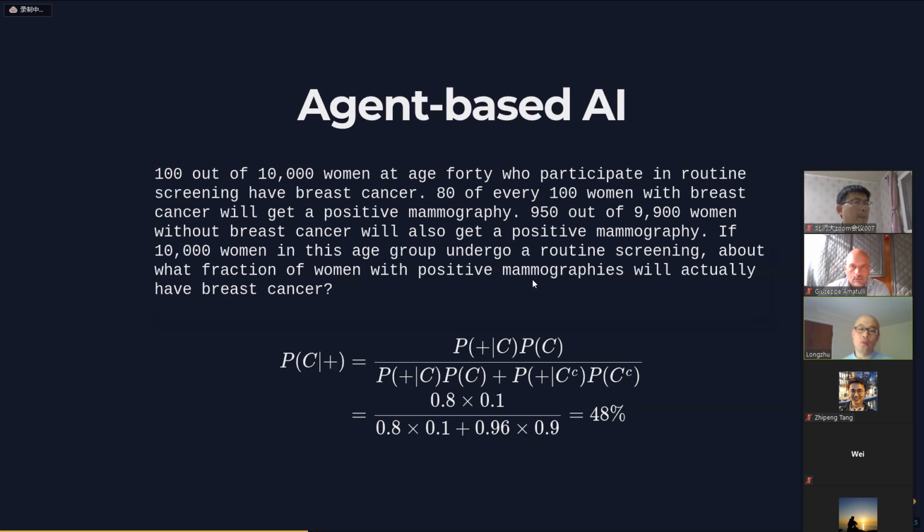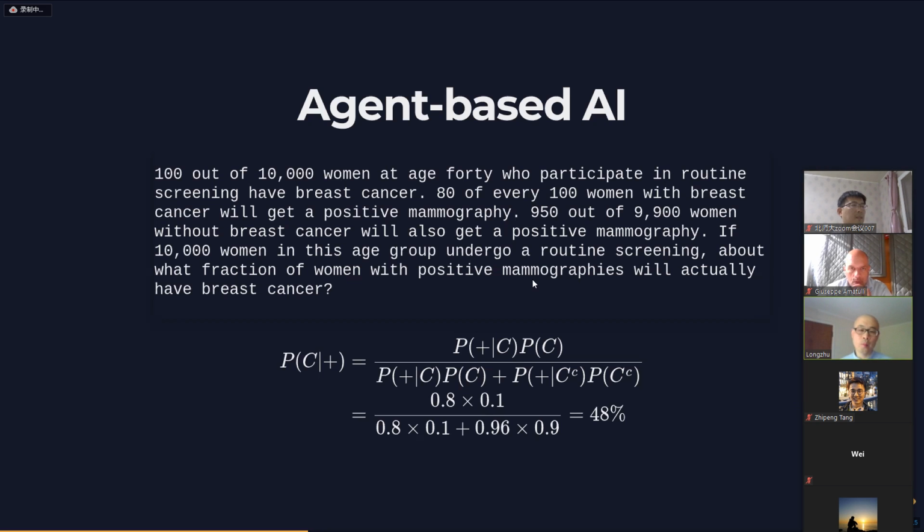This is a very typical setup for Bayes' theorem. 100 out of 10,000 women at a certain age who have a routine check will have breast cancer. It's known that 80 out of 100, which is basically 80% of the cancer patients, will get a positive outcome from something called a mammogram, which is a medical test. Also, 95 out of 9,900 women without cancer will also get a positive result, which is a false positive. That's quite common. Nothing is 100% for sure. Actually, that's about uncertainty.